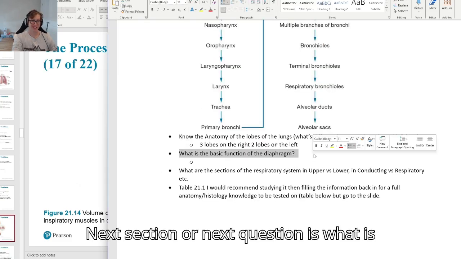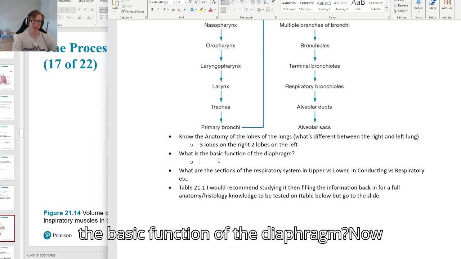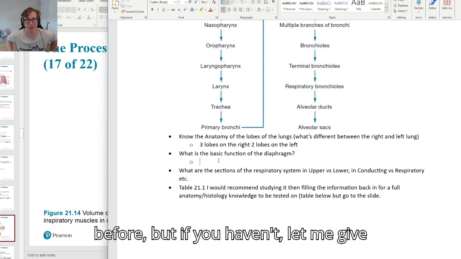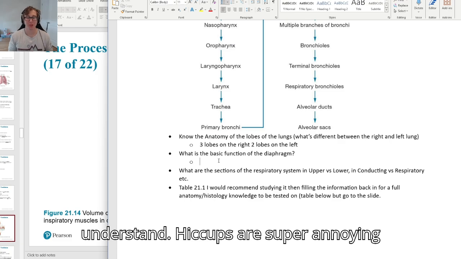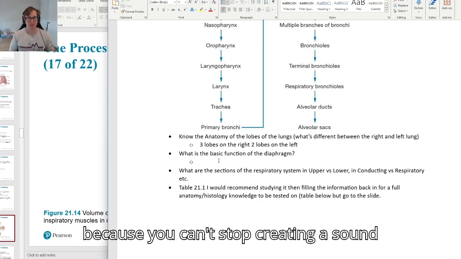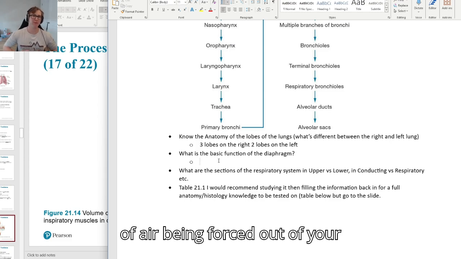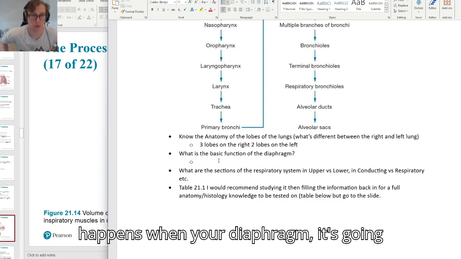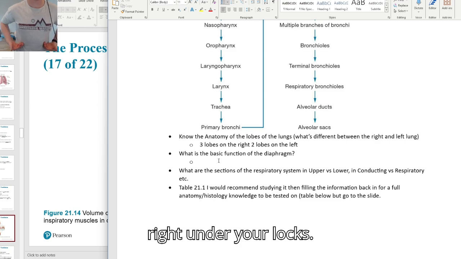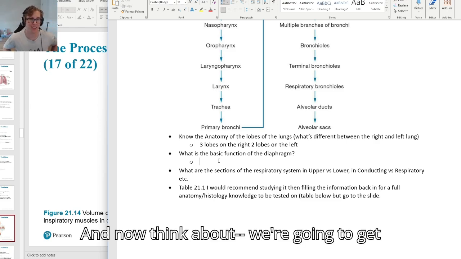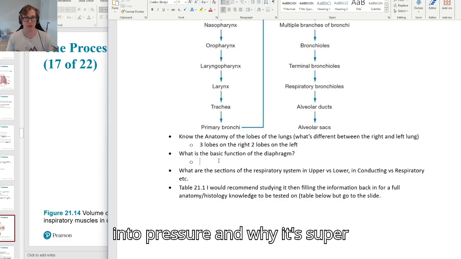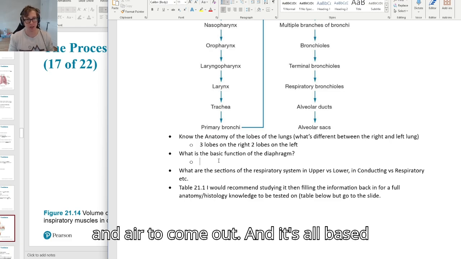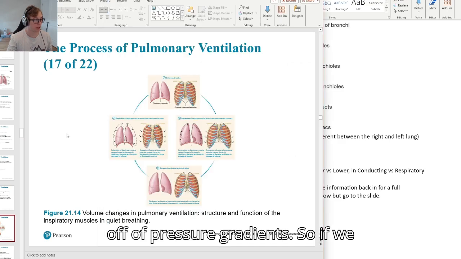Next question is, what is the basic function of the diaphragm? Now, potentially you've heard about this before, but if you haven't, let me give you a real-life example to help understand. Hiccups are super annoying because you can't stop creating a sound of air being forced out of your lungs without your control. This happens when your diaphragm, a muscle that essentially sits right under your lungs, spasms. We're going to get into pressure and why it's super important, but your diaphragm is going to be the thing that allows air to come in and air to come out. And it's all based off of pressure gradients.